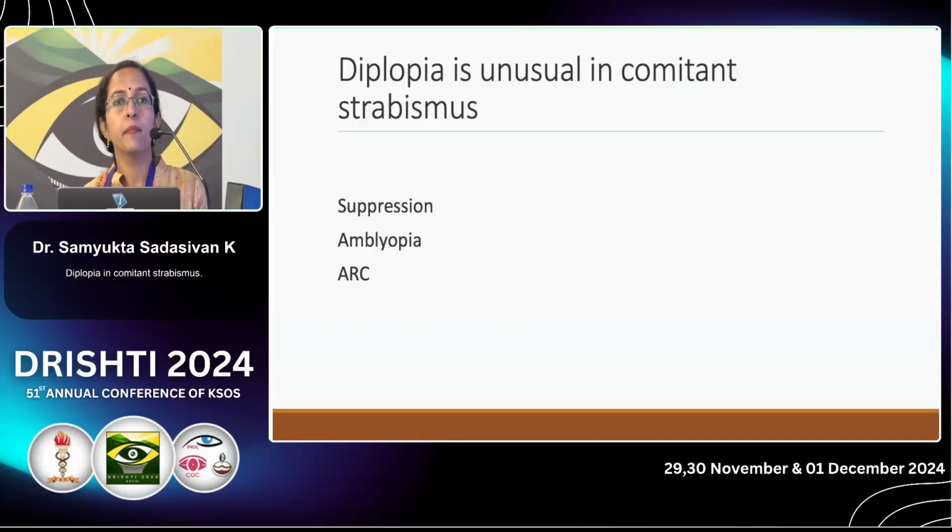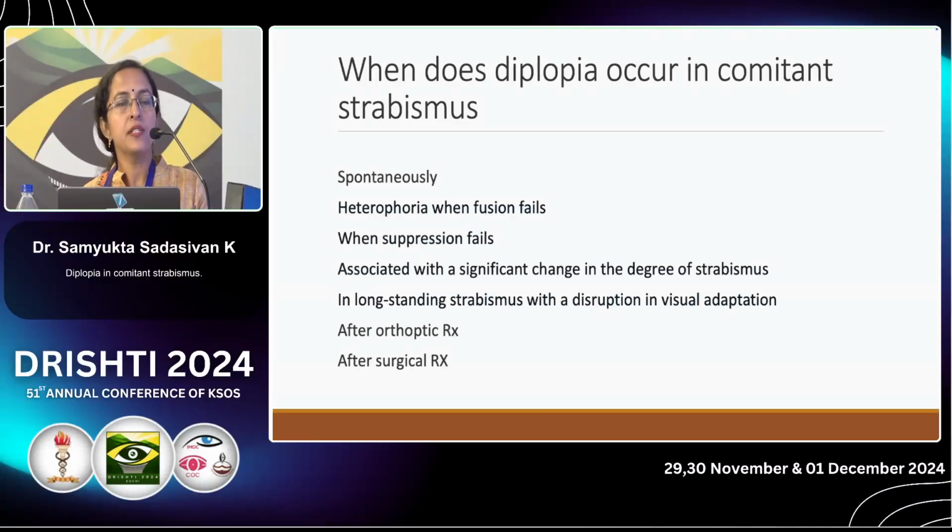Why? Because of development of a neural suppression mechanism, or due to development of amblyopia in children, or due to anomalous retinal correspondence. There are situations where you can expect diplopia to occur in comitant strabismus, and that happens spontaneously: in heterophoria when fusion fails, when suppression fails, in association with a significant change in the degree of strabismus, or in cases of long-standing strabismus when a disruption in visual adaptation happens, rarely after orthoptic treatment, and also post-operatively.